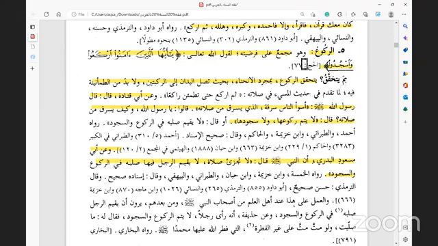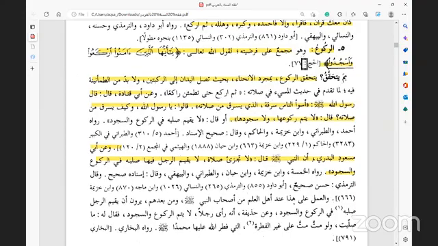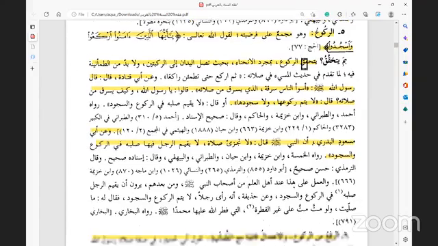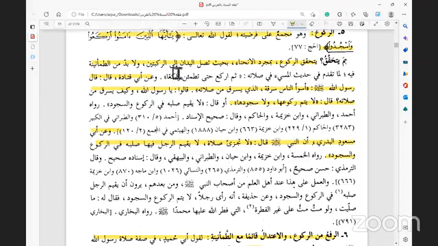Sit over here. So what is a ruku'? Allah subhanahu wa ta'ala and all scholars agreed that ruku' is obligatory. So you have to do ruku' for your salah. If you don't do ruku', your salah is invalid. How much of ruku' can I do? Put your hands on your knees and bend down.